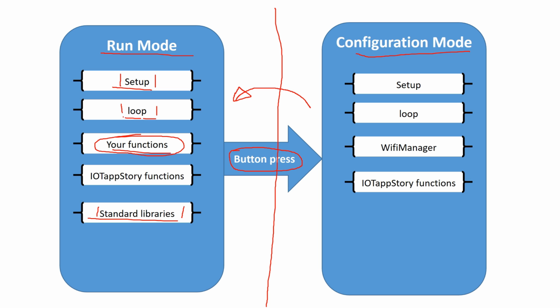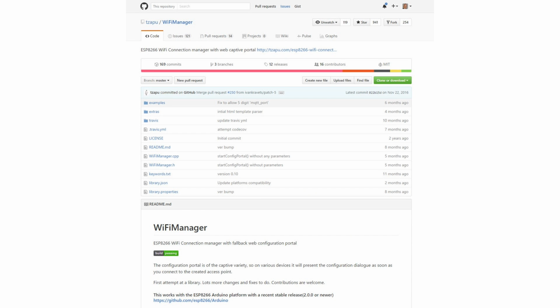There is no need to add anything in the setup or loop part of the configuration mode. If you want to add additional setup parameters in the configuration screen, you can do that in the Wi-Fi manager part. I will show this later on. Anyway, consult its documentation if needed for this part. You find a link in the description.